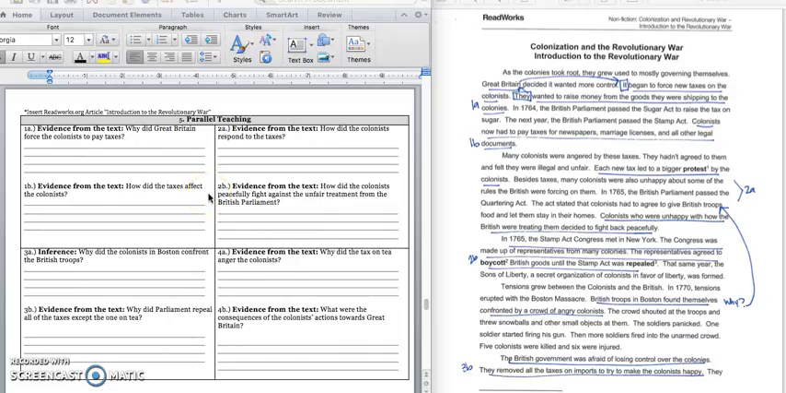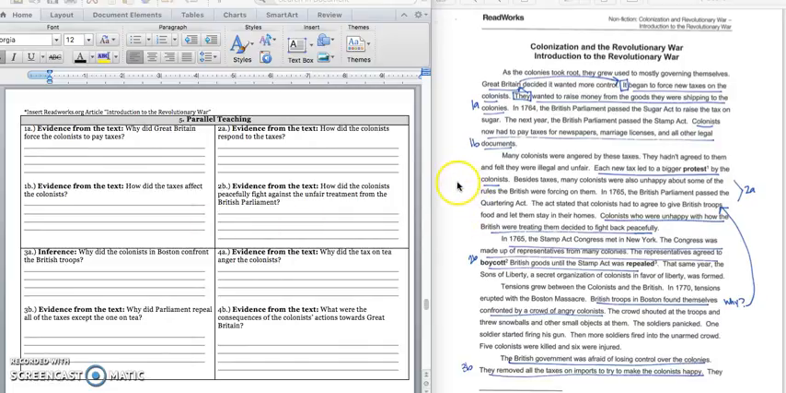1B says, how did the taxes affect the colonists? And if we go back in that paragraph, we know the Sugar Act and the Stamp Act was passed, and so the colonists now had to pay taxes not only on sugar, but also newspapers, marriage licenses, and other legal documents. And so we would write that down in 1B. The colonists had to pay taxes for sugar, newspapers, marriage licenses, and all other legal documents. Press pause to write down your answer and play when you're ready to keep reading.